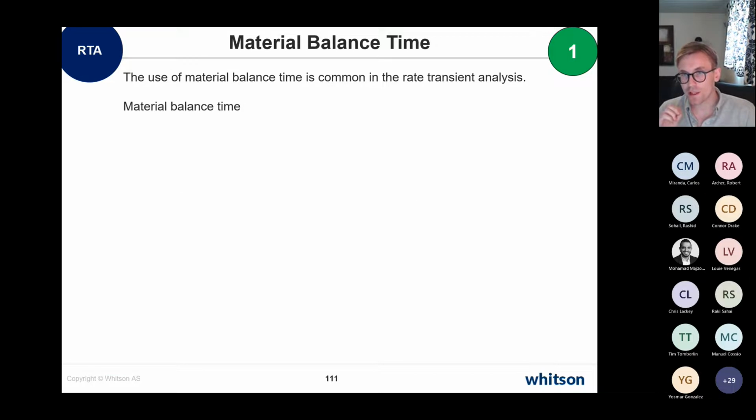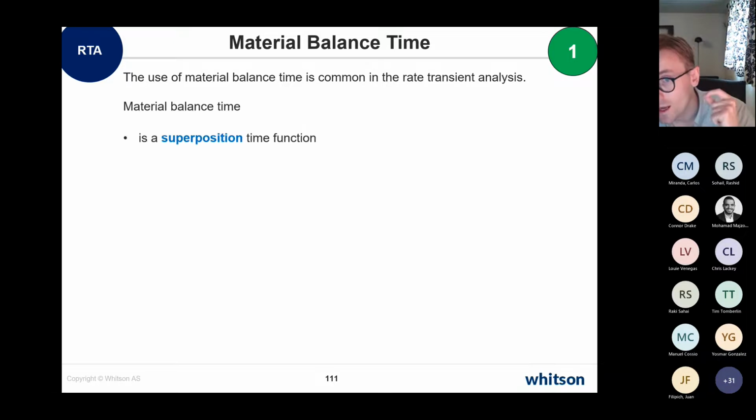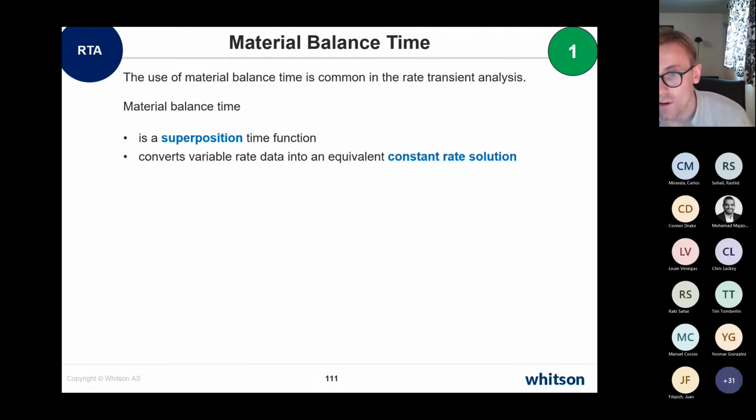Material balance time is probably the most common time function that you apply in rate transient analysis. It's very common to apply, it's the default in Whitson Plus for these features, and I think it's probably what most of the other vendors also recommend. What many people don't realize is that material balance time is actually a superposition time function. So it accounts for changes in rates and pressure, and it converts that variable rate data into an equivalent constant rate solution.